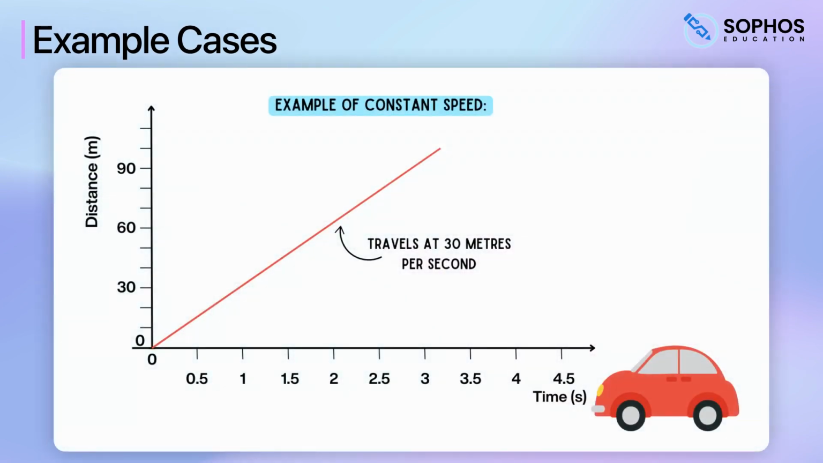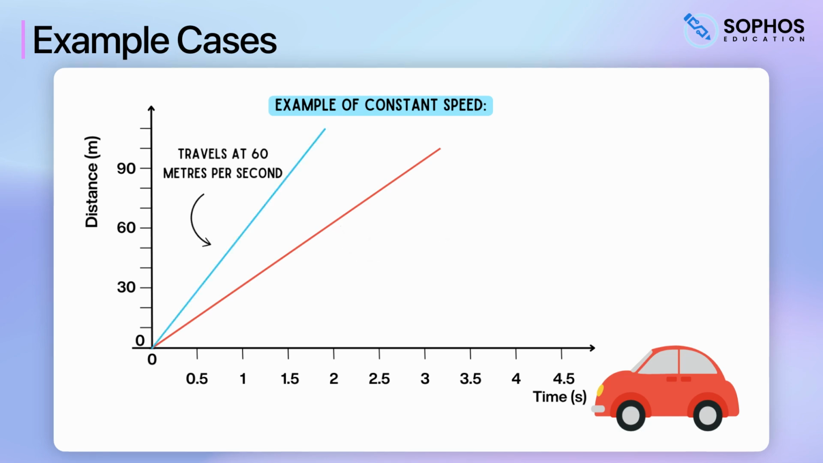Imagine a car travels at a constant speed of 30 meters per second. On the distance-time graph, this will appear as a straight line rising steadily from the origin, 0, 0. After 1 second, the distance will be 30 meters, after 2 seconds it will be 60 meters, and so on.